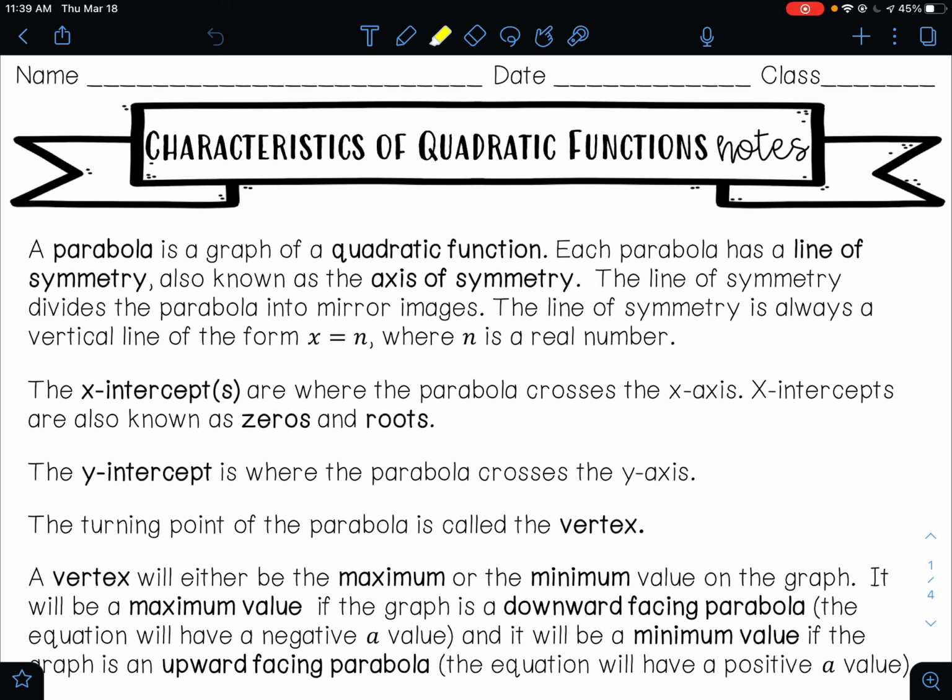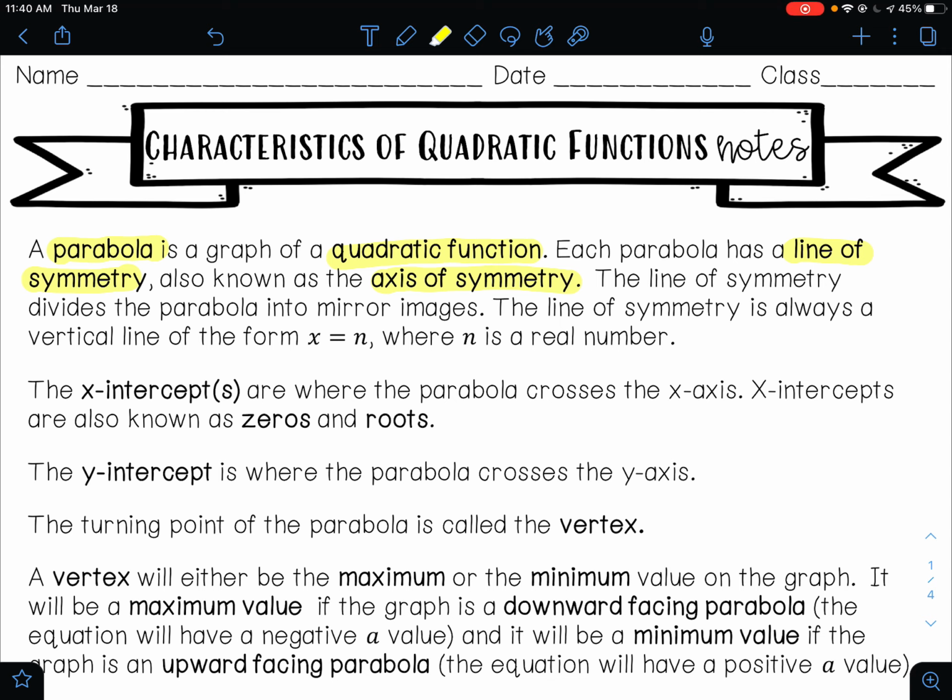Hello everybody. Today we're going to learn about the characteristics of quadratic functions. A parabola is a graph of a quadratic function. Each parabola has a line of symmetry, which is also known as the axis of symmetry. The line of symmetry divides the parabola into mirror images.